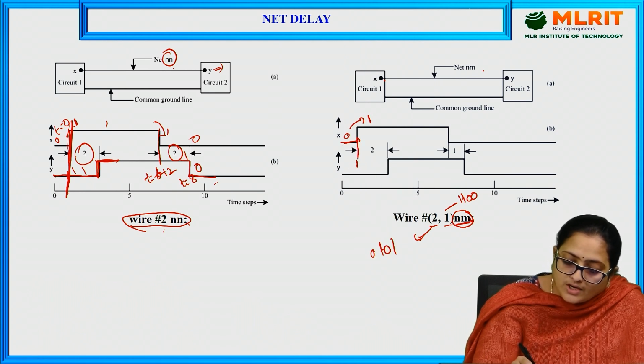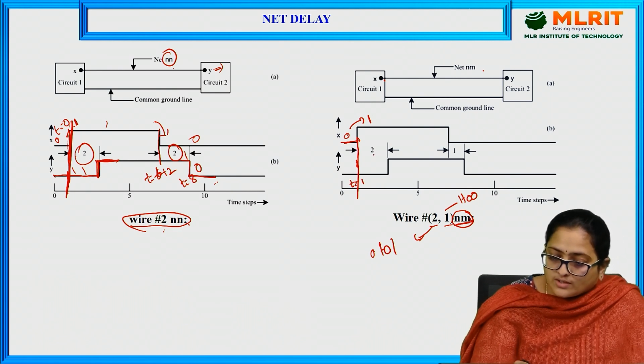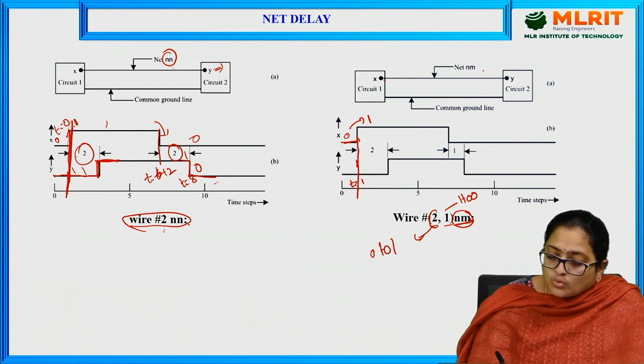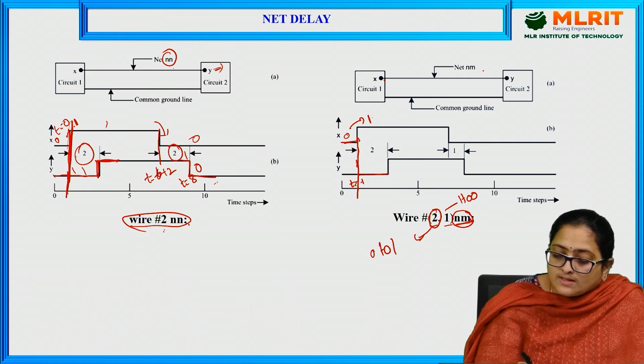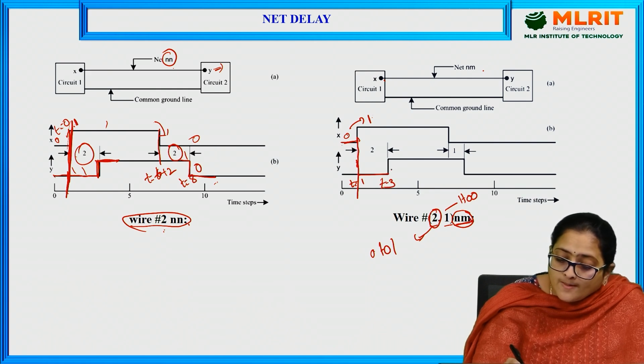So actually at the output side, at time t equals 1, it has to occur with the transition. But as I have mentioned, there are 2 time intervals for a positive transition, that is 0 to 1. It has to wait for 2 time intervals. That means at time t equals 3, the positive transition occurs at the output side.